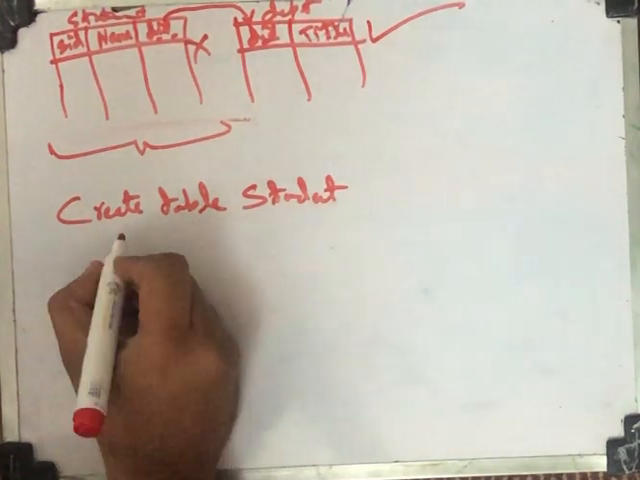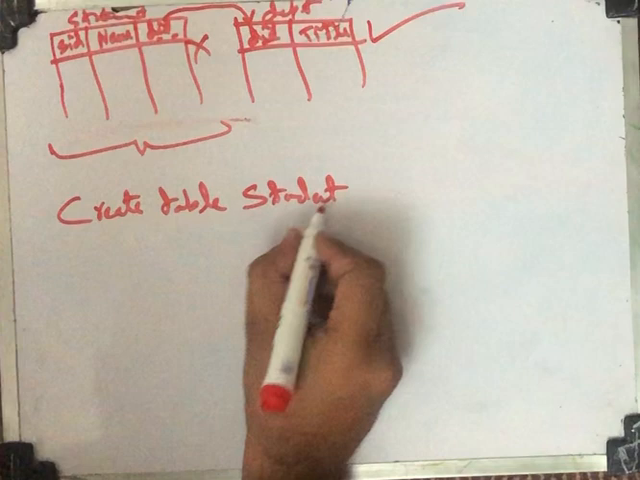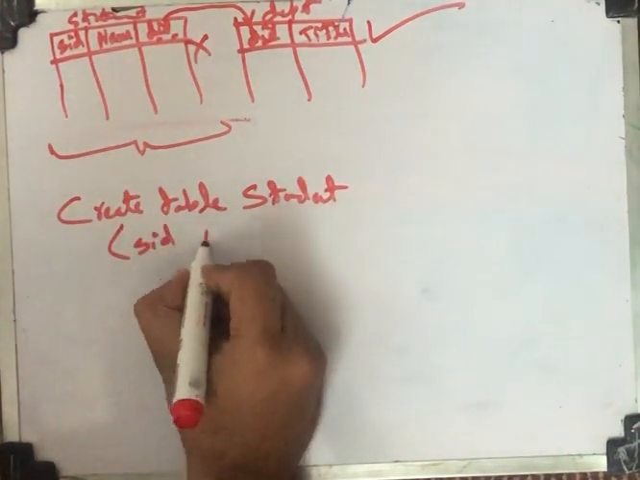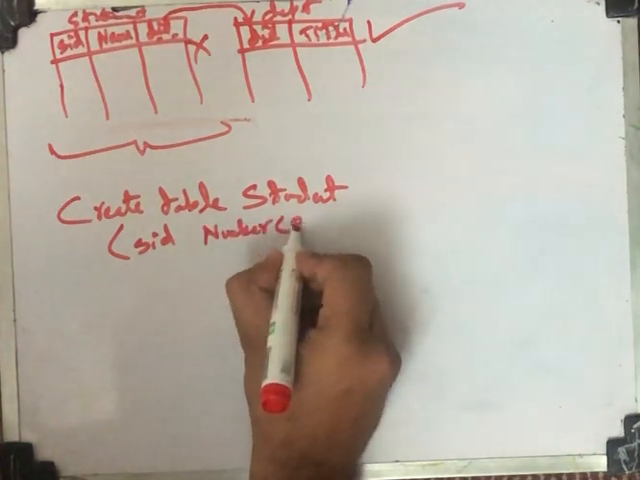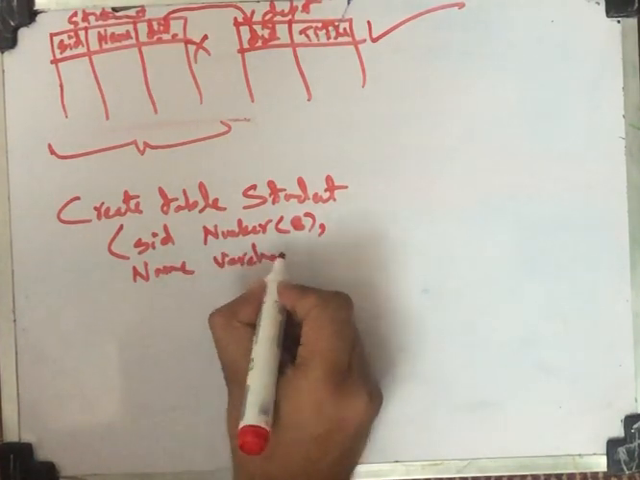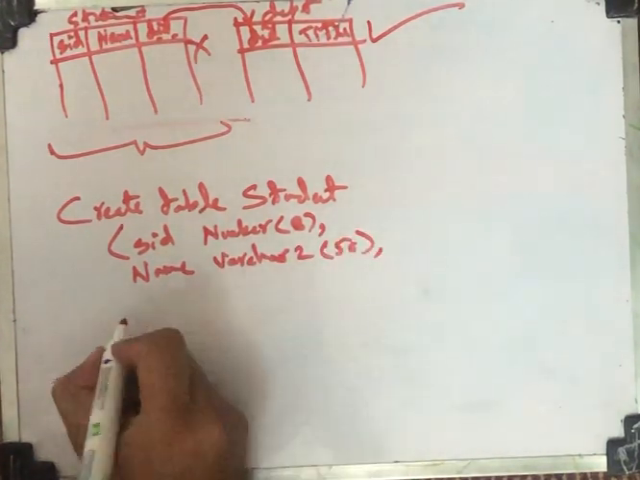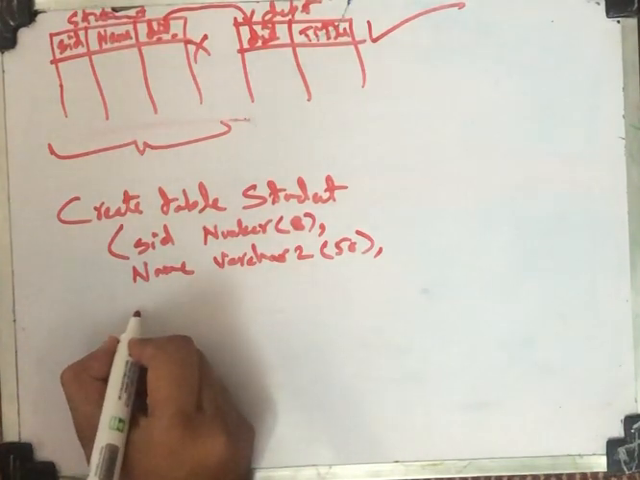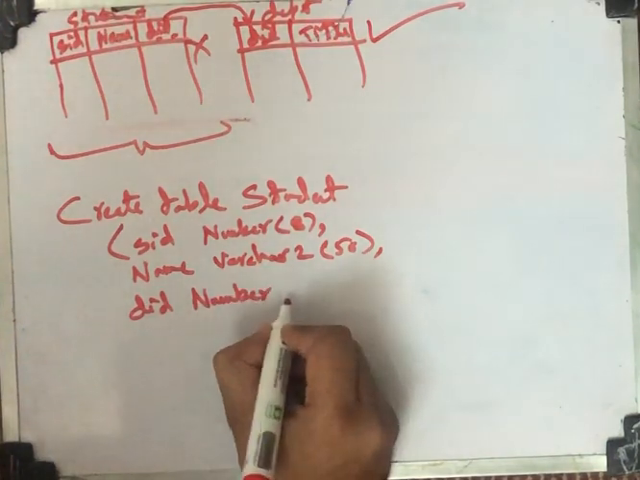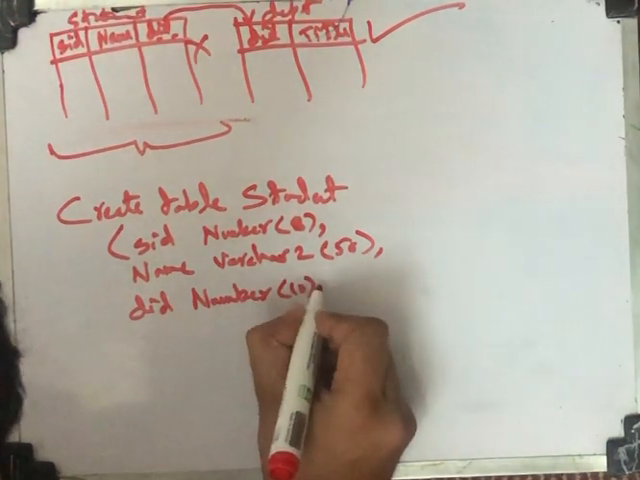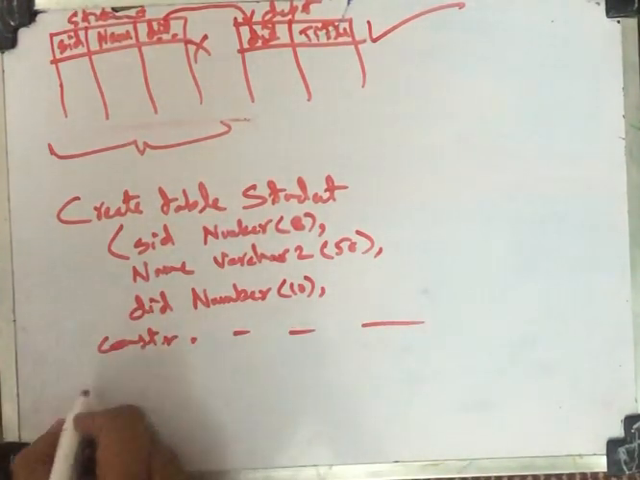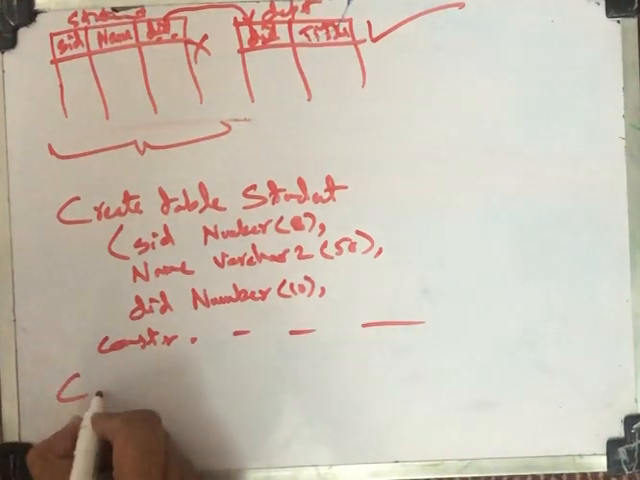After providing the name, the names of the columns are provided. SID is the first column, number is the type, and 8 is the size, comma, name. This is variable character 2, with its size, and then DID. Now I'm going to define this DID as a number, with 10 as the size. Then here I'll write the primary key constraint that we have just seen. And after writing that constraint, now I'm going to define the foreign key constraint.